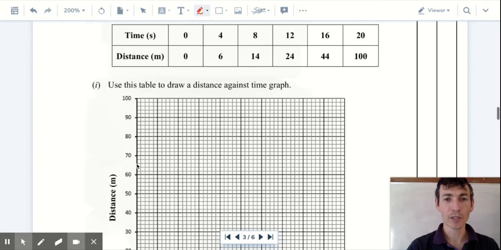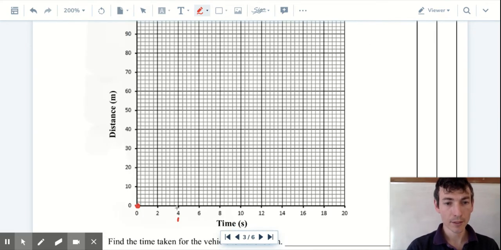So we have to get all the way up to 6 meters. So that's going to be 3 little boxes. So that would be 0, 2, 4, 6 will be there. Okay, so we need to intersect these points now. So up from 4 seconds all the way up to 6 meters will be right there.